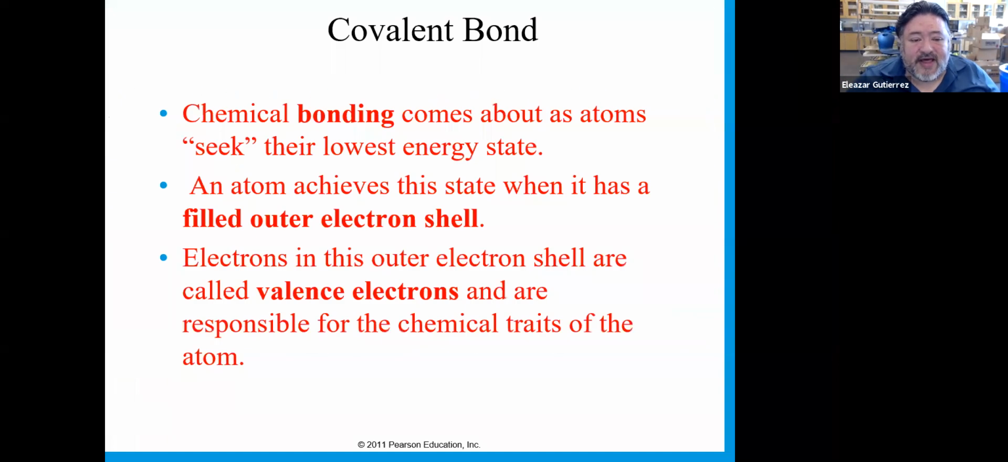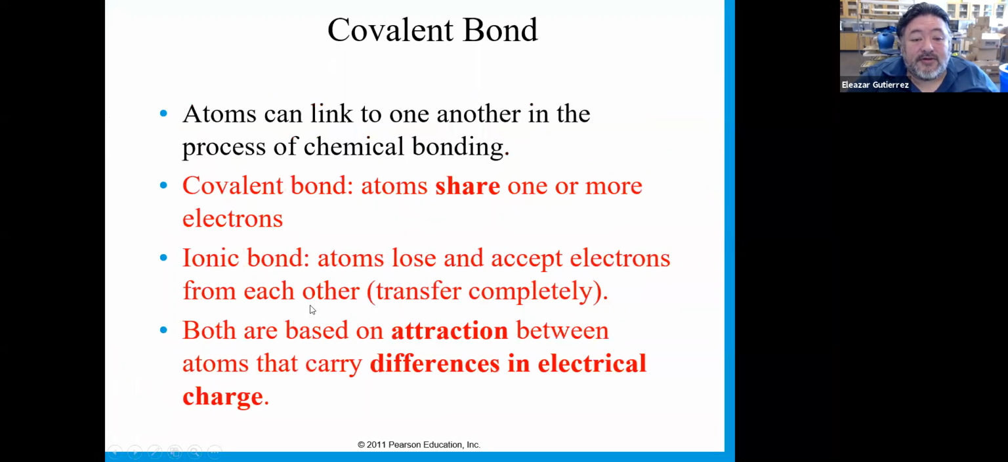And if you don't remember that, it is, maybe it is, there we go. Ionic bonding. Atoms lose and accept electrons from each other. In other words, the electrons are transferred completely. Ionic bonding. Is that cool? Okay.